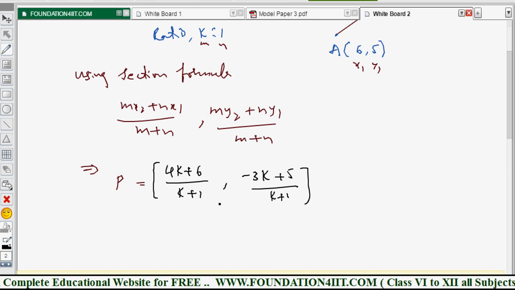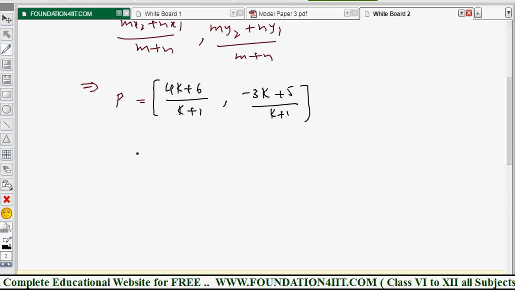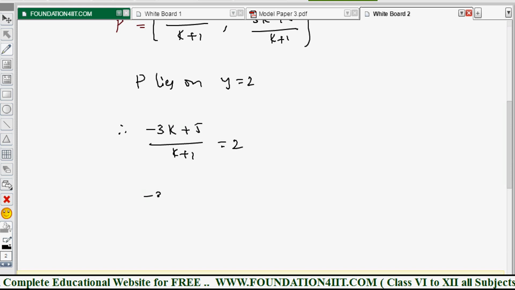And we know that P lies on y is equal to 2. That means the y coordinate value is 2. So according to the statement, P lies on y is equal to 2, so the y value is 2. So (minus 3k plus 5) by (k plus 1) is equal to 2. If you solve this, you will get the k value. So minus 3k plus 5 is equal to 2k plus 2. From this, k is equal to 3 by 5.